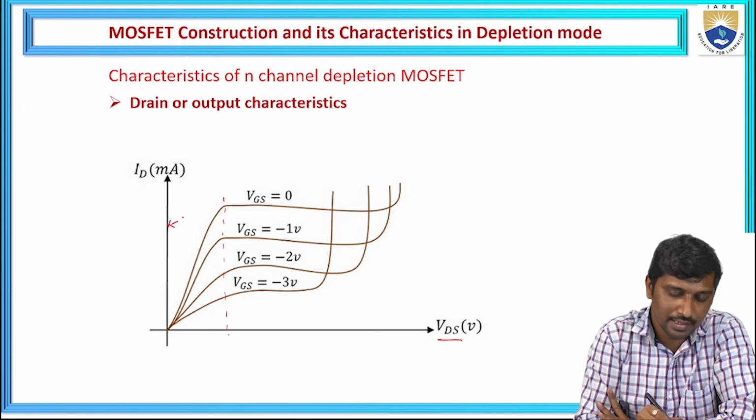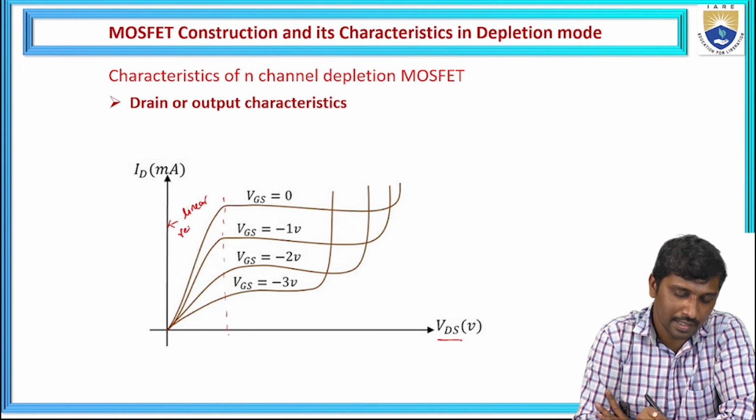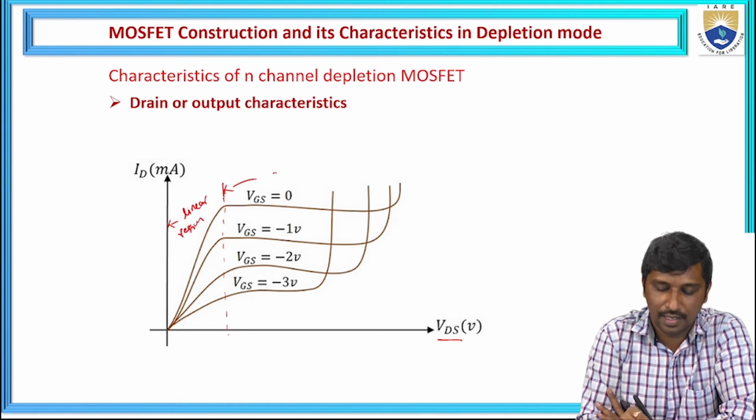We have the regions. One region is called the linear region. Another region is the saturation region.